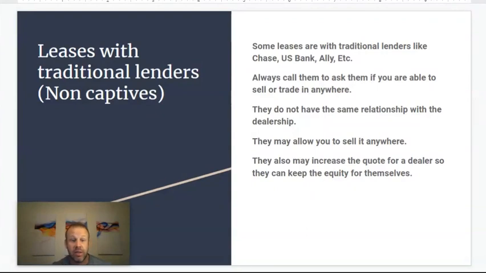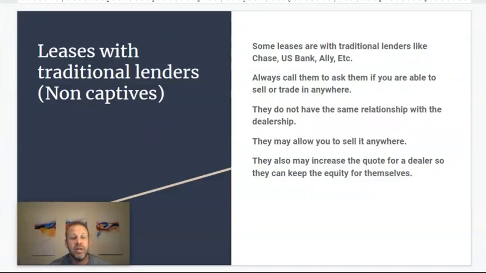Now, because leasing companies like Chase were not made by an auto manufacturer, they don't have the same relationship with the dealership that the captive finance companies do. So they may not have a third party sale restriction and they may let you sell the car to any dealer because it doesn't really matter to them which dealer buys the car, as long as they're paid off. So call them and ask them, what am I allowed to do and who am I allowed to sell the car to.